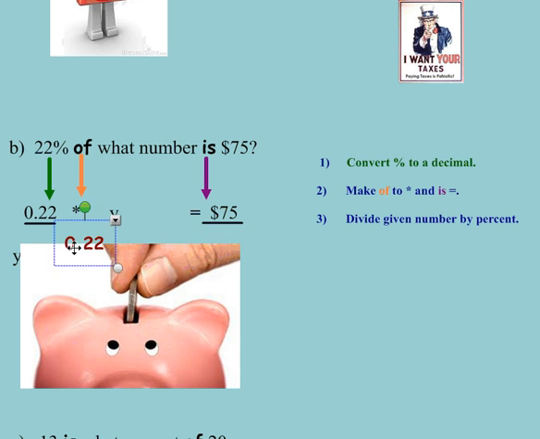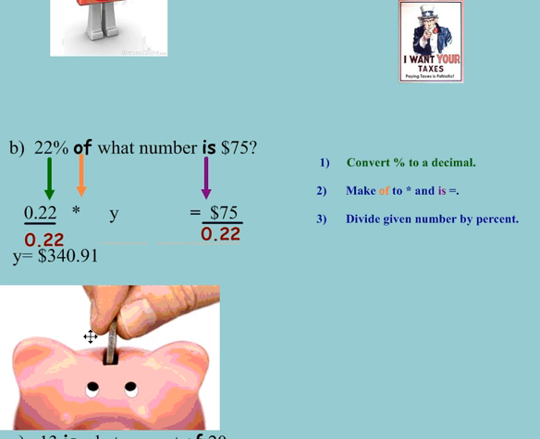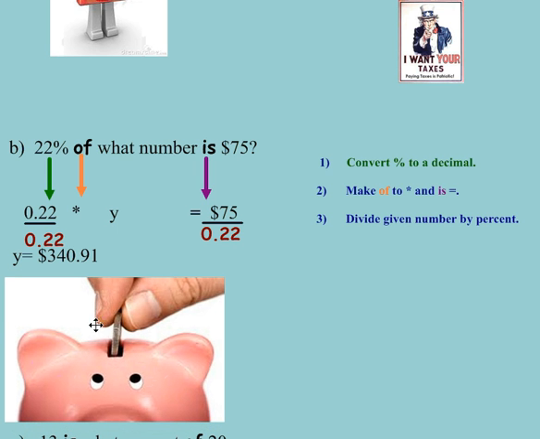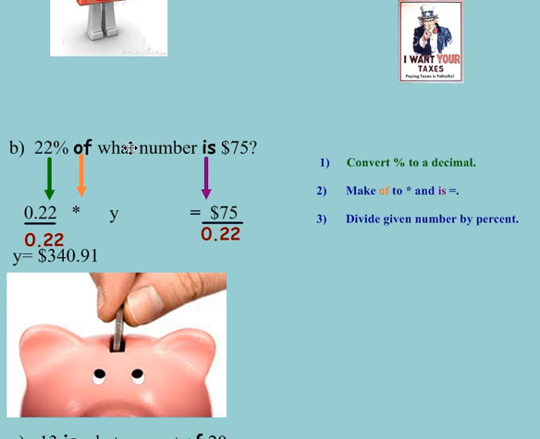And this is the one that you might actually have to set up once in a while. The other one you could probably do mental math. So I'm going to take my dollar amount divided by my percentage, and I should get an answer of $340.91. So if I do not know the what number in your equation, you're basically going to take your amount divided by your percent as a decimal.